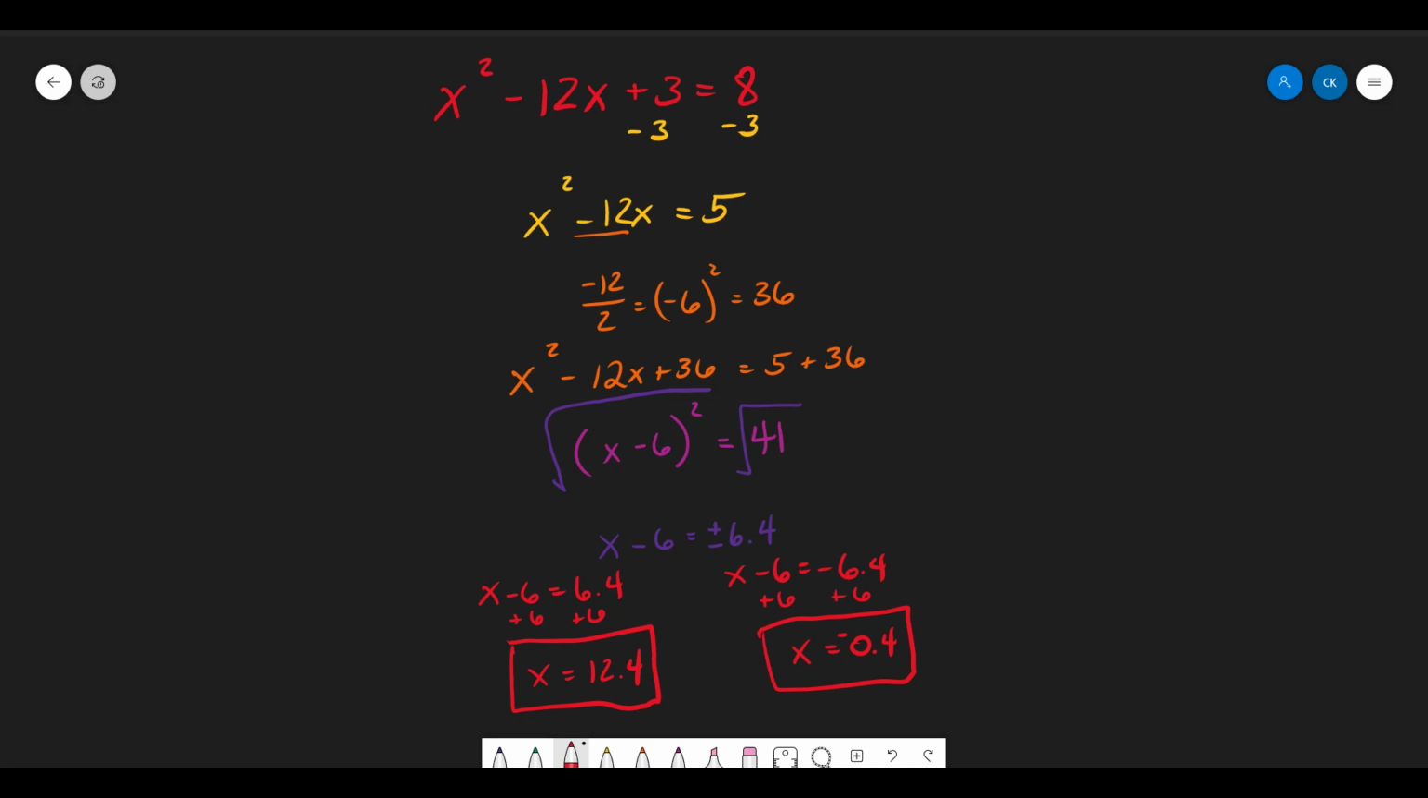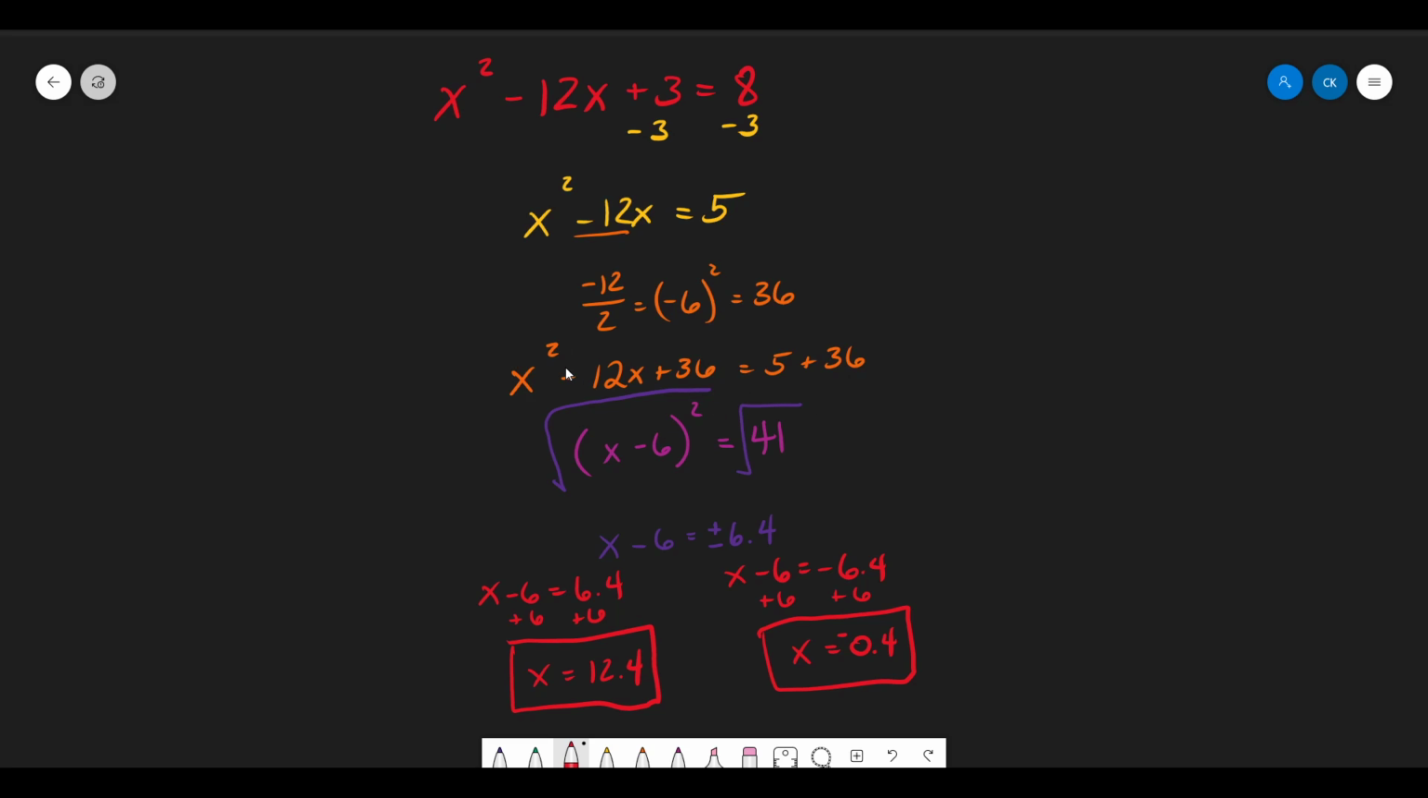Okay, so hopefully these are the answers that you got. X would be 12.4 or X would be negative 0.4. So again, first step, take the 3, move it to the other side, subtract it from both sides. So you get x squared minus 12x equals 5. Now we want to complete the square. Take b, divide it by 2, negative 12 divided by 2 is negative 6. Negative 6 squared gives us positive 36, so I add 36 to both sides.